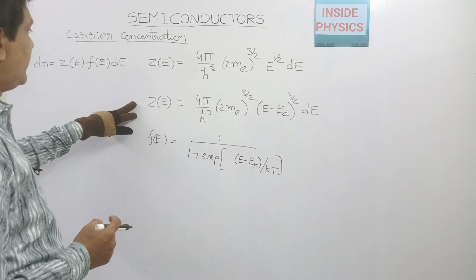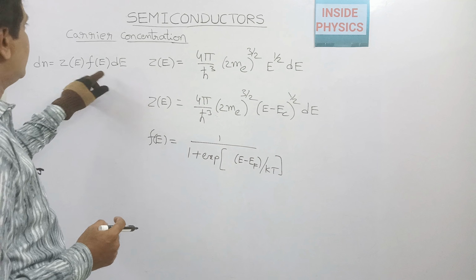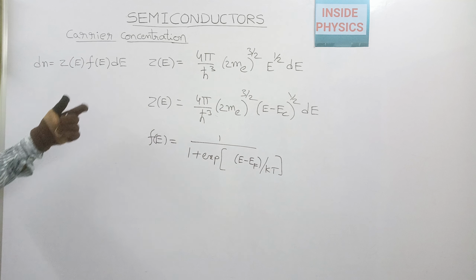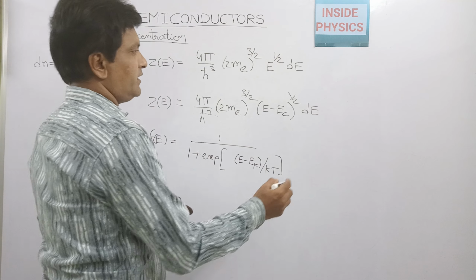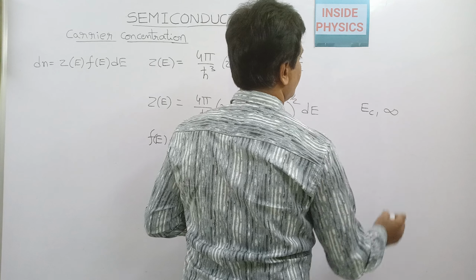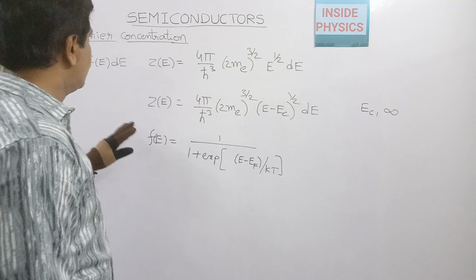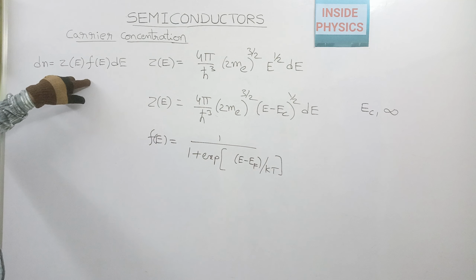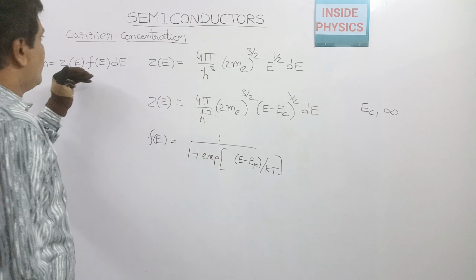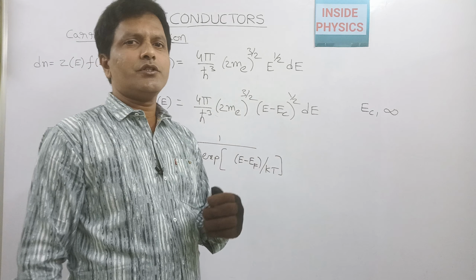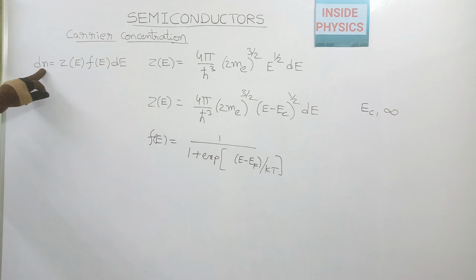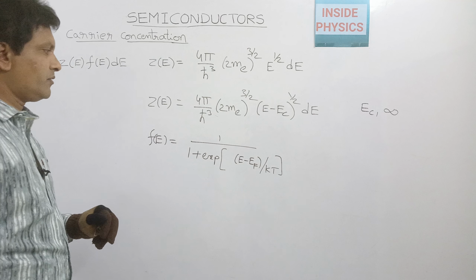So if we take these two functions and integrate this function in the limits between EC and infinity, already we have discussed these limits. These two functions are integrated between the limits, and thereby we will get the solution of that integration, and we can get the total number of electrons in the particular conduction band.